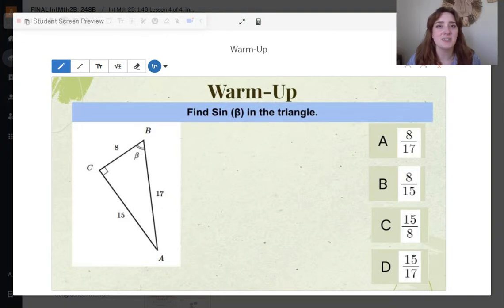Hey guys, we're looking at Integrated Math 2B, 1.4b, inverse trig ratios. This is lesson 4 of 4 for trig ratios. All right, so I've got this warm up for you guys. Because this is a recording, I encourage you to pause the video, try this on your own, and then I'll go over the answer in just a moment. Go ahead and click pause, try this one on your own.